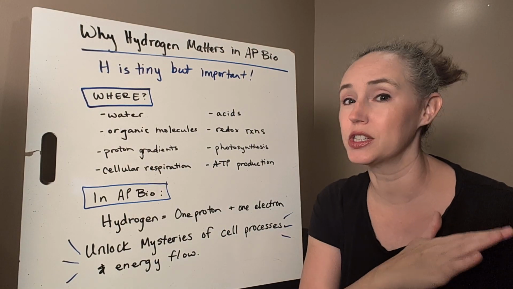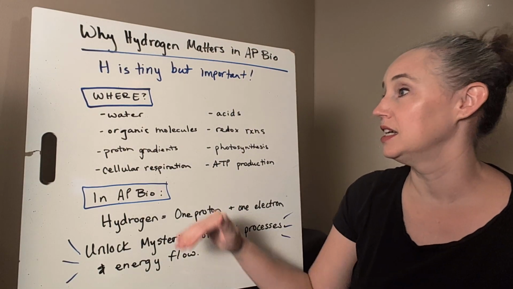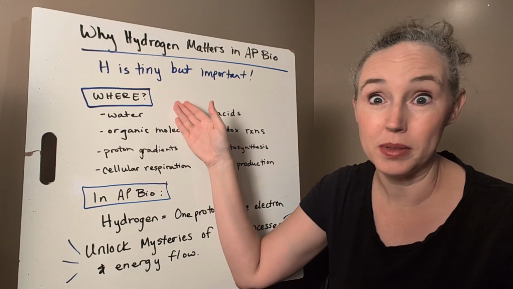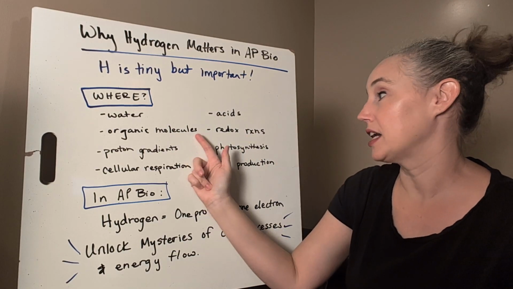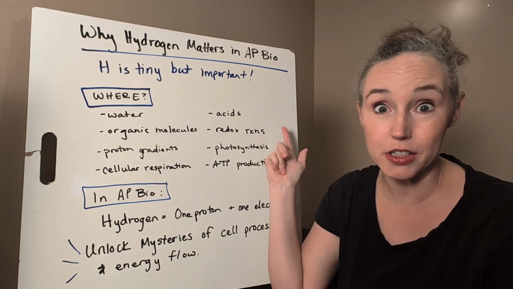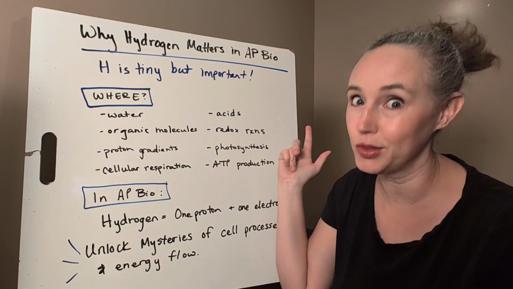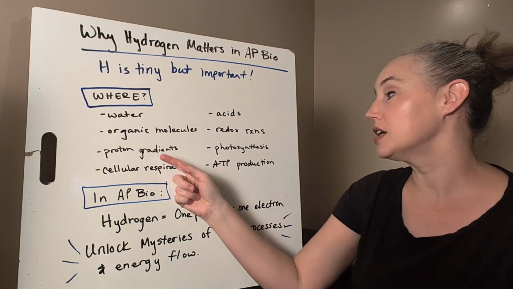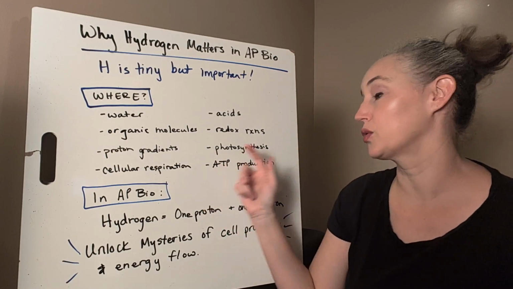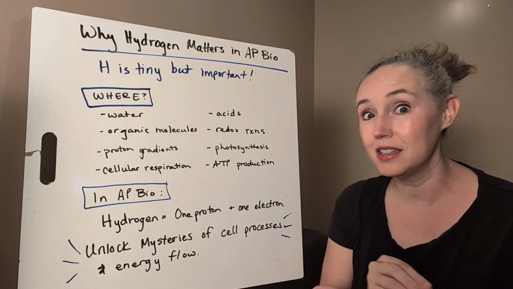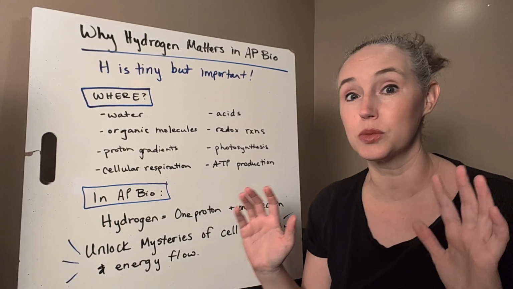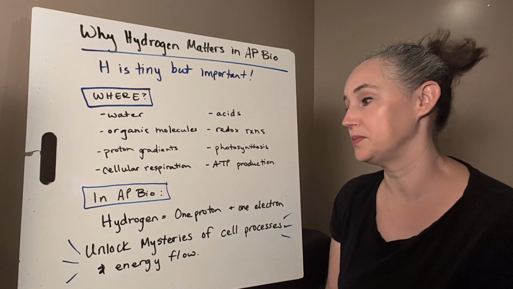You're going to see hydrogen in so many different places. It's one of the two elements that make up water. It's crucial for understanding acids, organic molecules, redox reactions, which are in AP Bio, not just AP Chem, proton gradients, photosynthesis, cellular respiration, and ATP production. So you're going to be seeing hydrogen and its pieces, parts all year long.